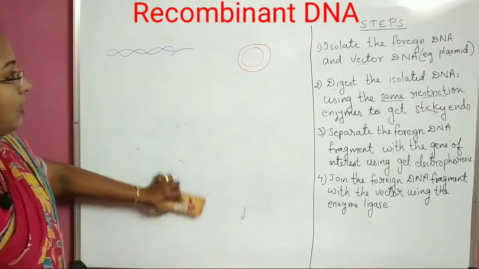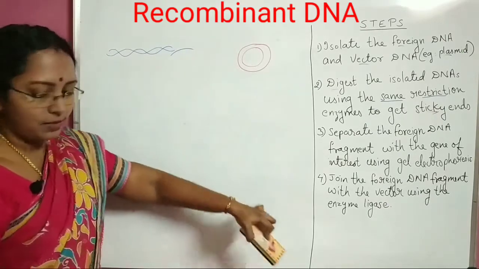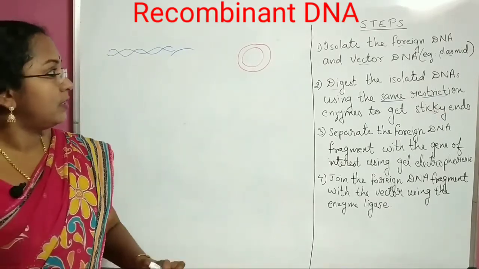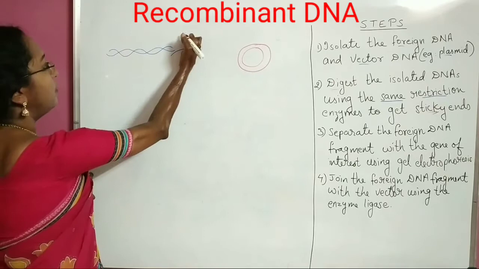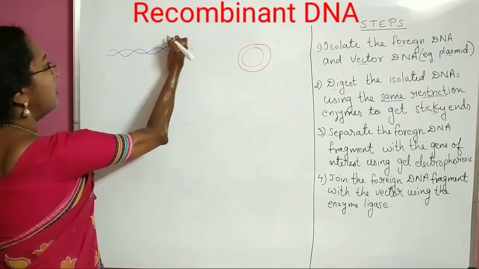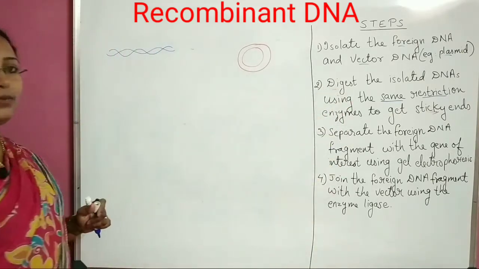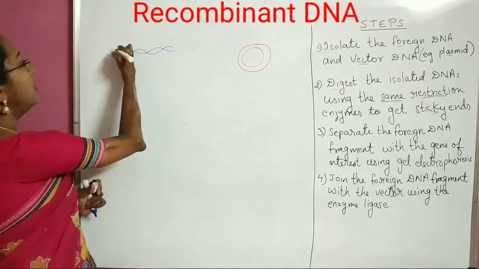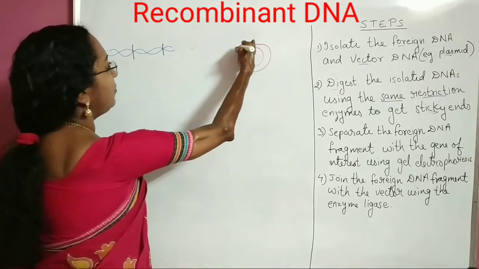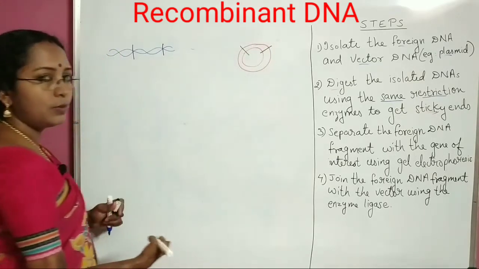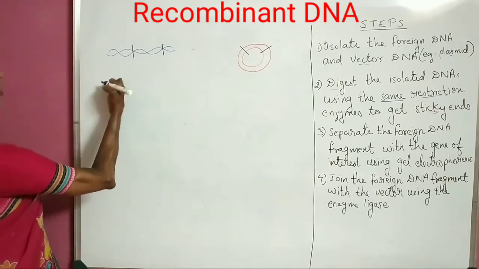Now again, why the same restriction enzyme is because, see, you have taken the foreign DNA. This is our foreign DNA. This is our vector DNA. Fine. Now what are you going to do? Next step, digest. Digest the foreign DNA and the vector DNA. Digest means you cut. You are cutting this foreign DNA here and here you have cut. Vector DNA you have cut here. Okay. So how are the things now? Let us see. You have cut the foreign DNA.